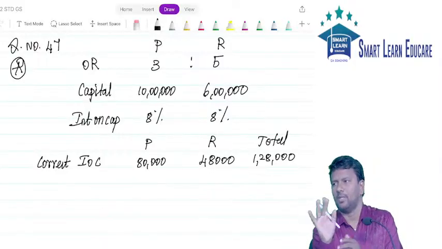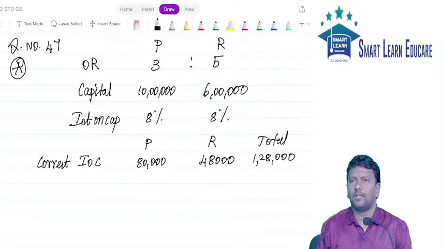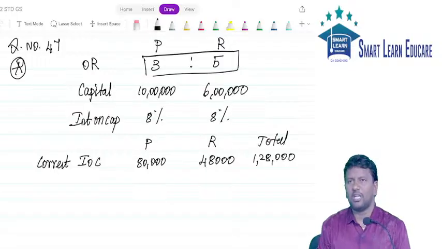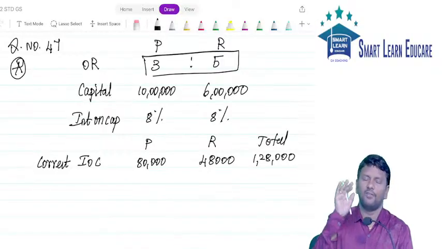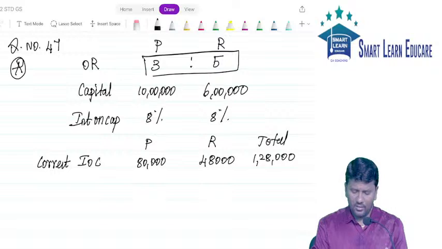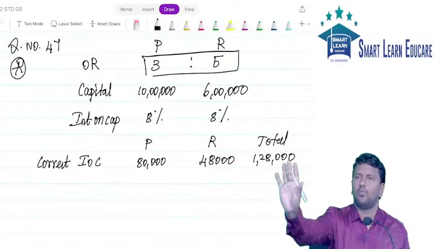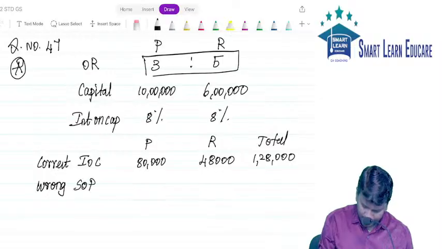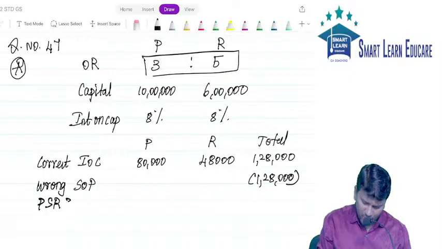But this was not given. Without giving this, they shared the profit. In what ratio would they have shared the profit? They would have shared the profit in the profit sharing ratio. What is the profit sharing ratio? 3:5 is the profit sharing ratio. So they shared the profit in the profit sharing ratio. That is wrong. If we had given interest on capital, 80 and 48 should have been given, but the wrong share of profit was given. What is the wrong treatment given? The 1,28,000 was wrongly shared. In what ratio? The profit sharing ratio, which is 3:5.